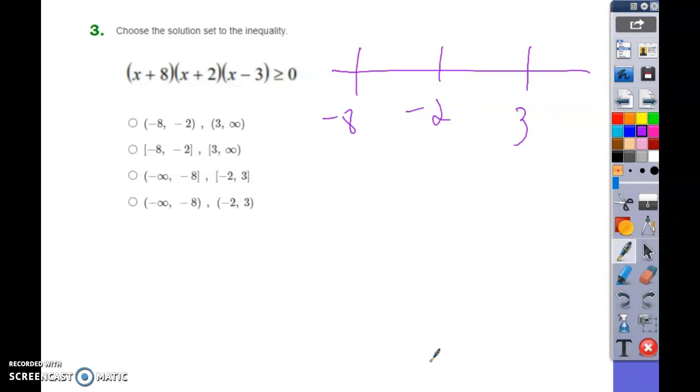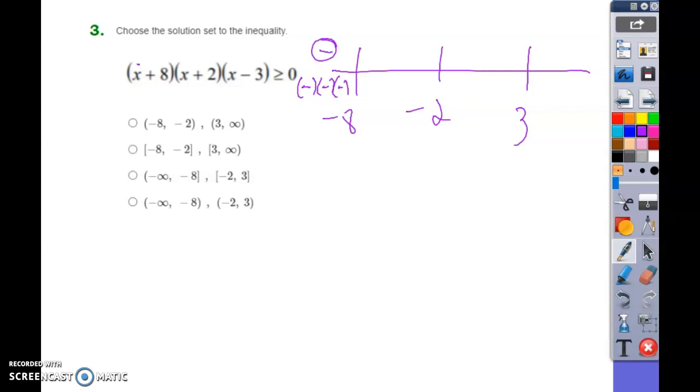So rather than going through and graphing and taking a look at the graph, we're just going to use this and say, all right, I'm going to plug in a value that's less than negative 8, like negative 9. And if I were to plug in negative 9 here, I'm going to get a negative value times negative 9 plus 2. Doesn't even matter what the value is. It's going to be negative. And then times negative 9 minus 3 is negative times a negative times a negative is going to end up being a negative.